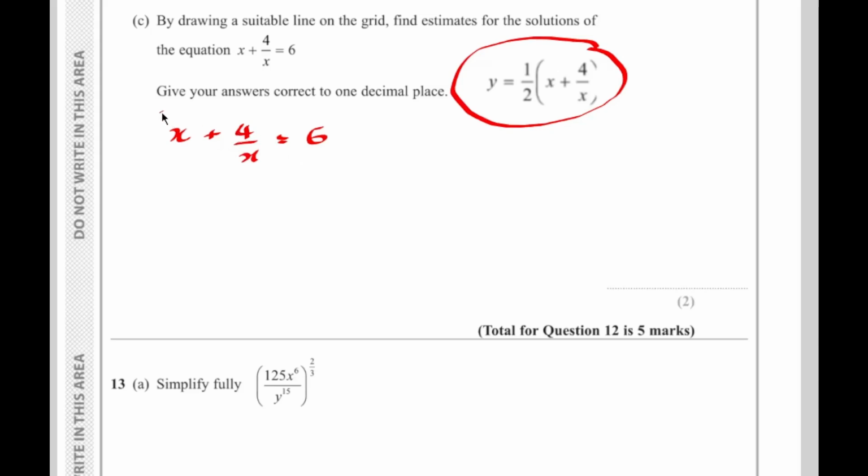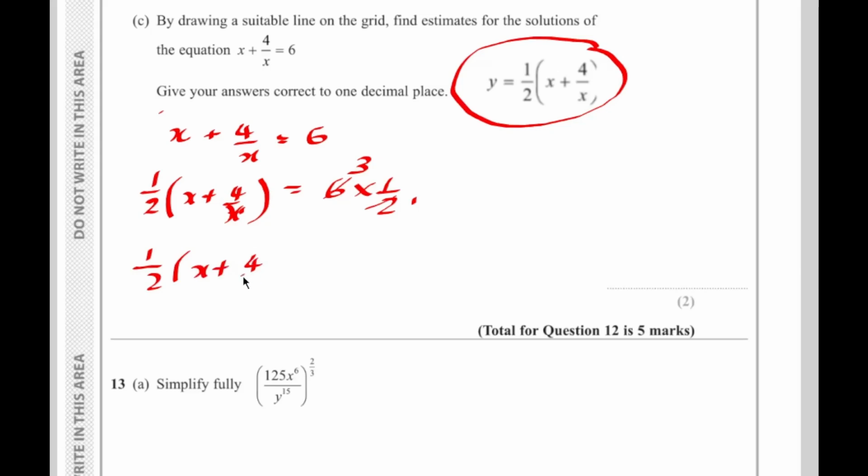Now, I know that there's a strong similarity between this one and this one. The only difference is there is no half out of the bracket. So I'm going to include half for that one. Then I can match them. x plus 4 over x. Since this is an equation, to make it balance, I've got to put half here as well. So 2 times 1, 2 times 3. Then half times x plus 4 over x equals 3.